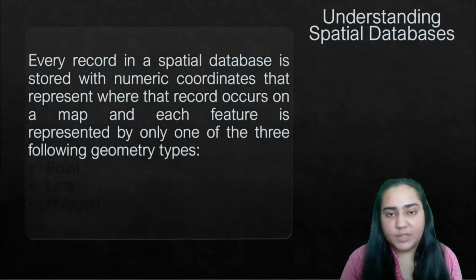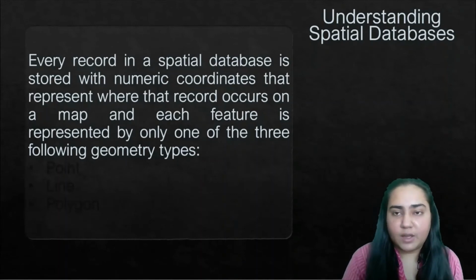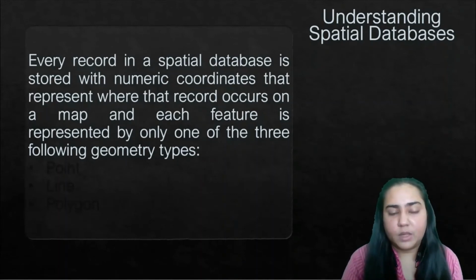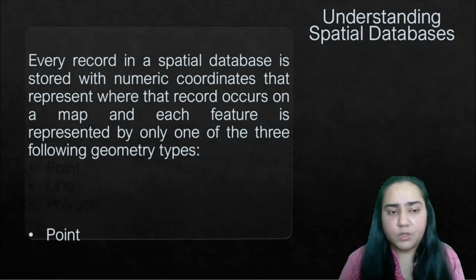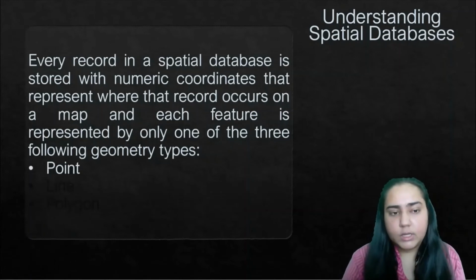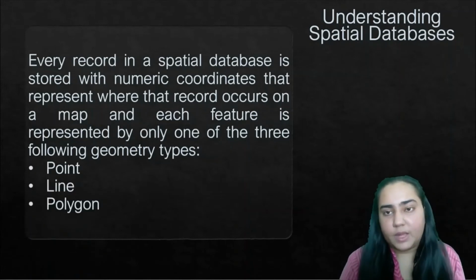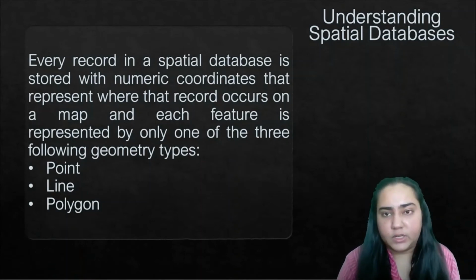Every record in a spatial database is stored with numeric coordinates, which is the location. It represents where that record occurs on a map, because only if you have that can you plot it on a map. And it also contains one of the three geometry types. These geometry types are point, line, and polygon, as we saw earlier, so that's quite clear.